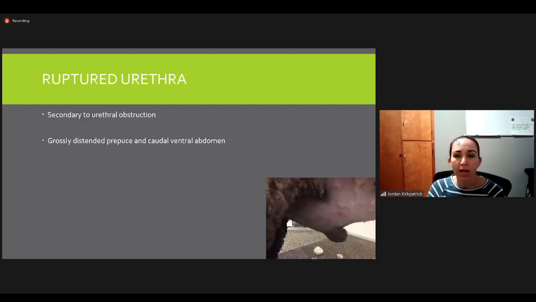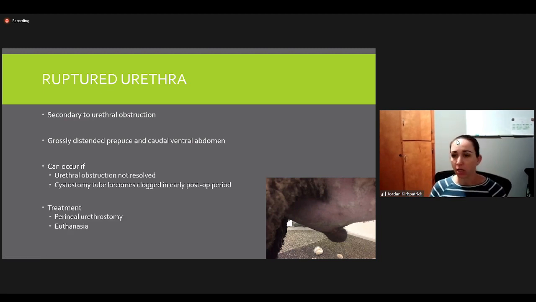The last thing that we'll get to, because I know you have to be done at 11, is ruptured urethra. It's usually secondary to urethral obstruction. So this can happen if they aren't treated quickly enough for urolithiasis. And what you'll see is a grossly distended prepuce and caudal abdomen. So you can see the prepuce here is very enlarged and the caudal abdomen is saggy and edematous.